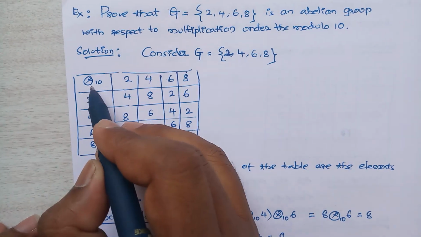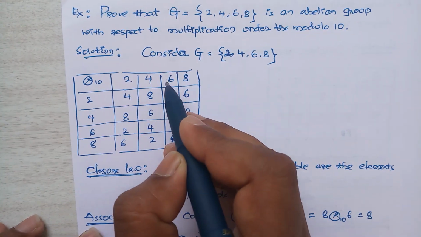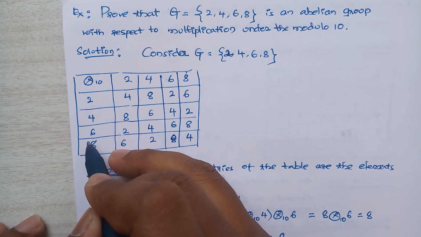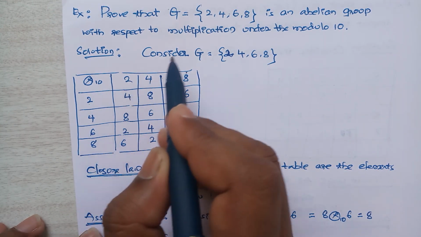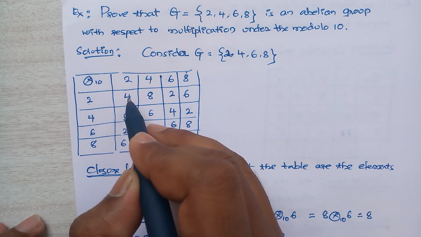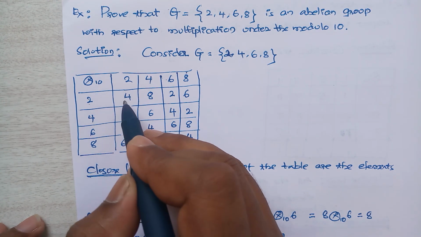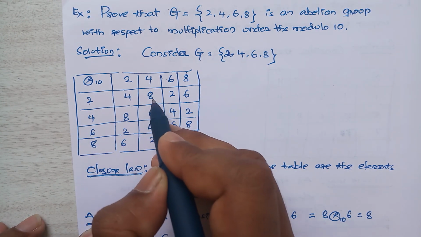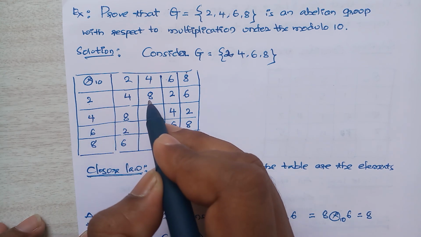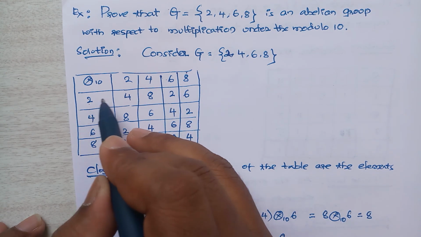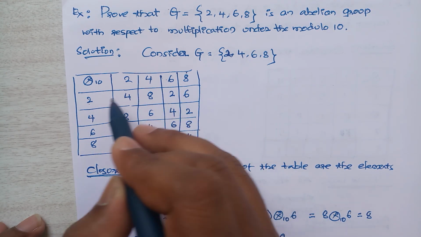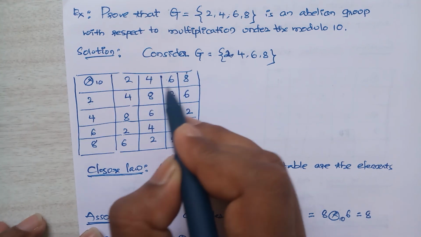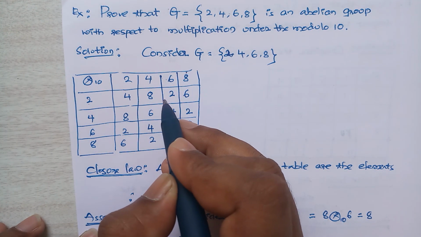So multiplication modulo 10, with rows 2, 4, 6, 8 and columns 2, 4, 6, 8. So here 2 into 2 is 4, which is below 10. 2 into 4 is 8, also below 10, so the remainder is 8 only. 2 into 6 is 12; 12 divided by 10, the remainder is 2. 2 into 8 is 16; 16 divided by 10, the remainder is 6.